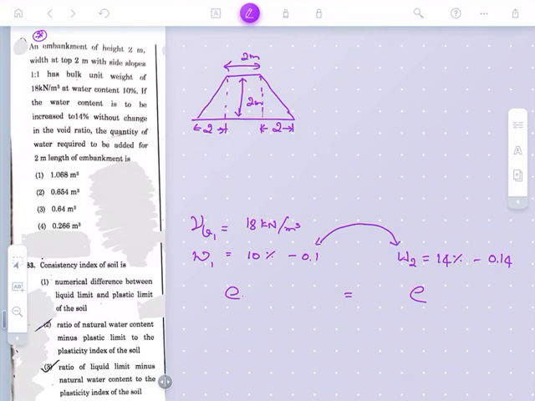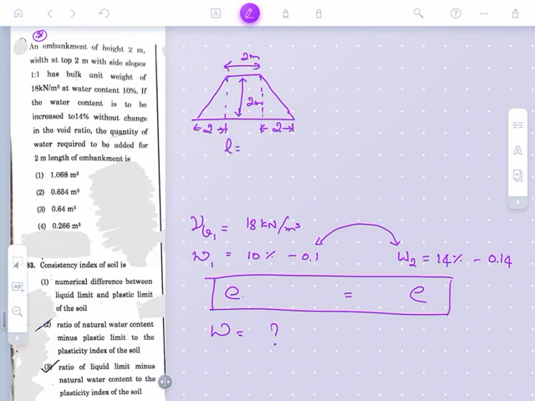that is, the void ratio is the same in both conditions, the quantity of water required to be added. What is the quantity of water required to be added in order to increase the water content, keeping the void ratio the same in both the cases? What is the water content we need to add? That is the main motto that we need to find out here.